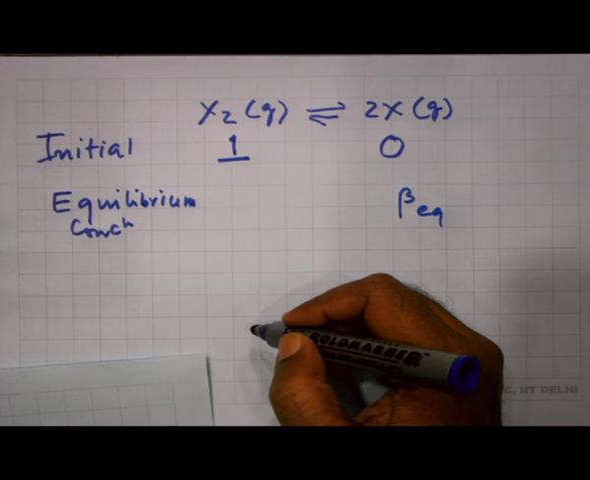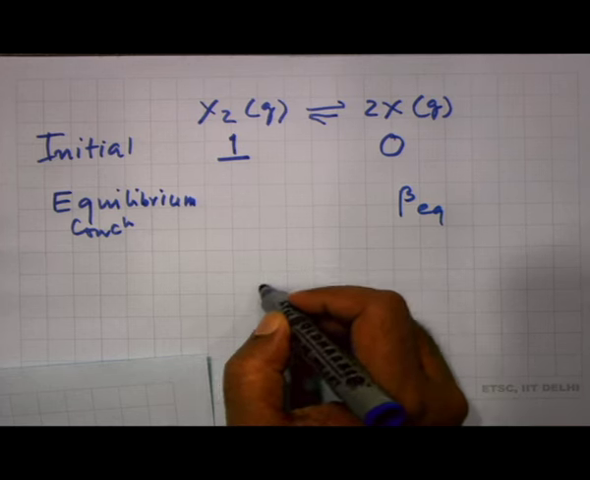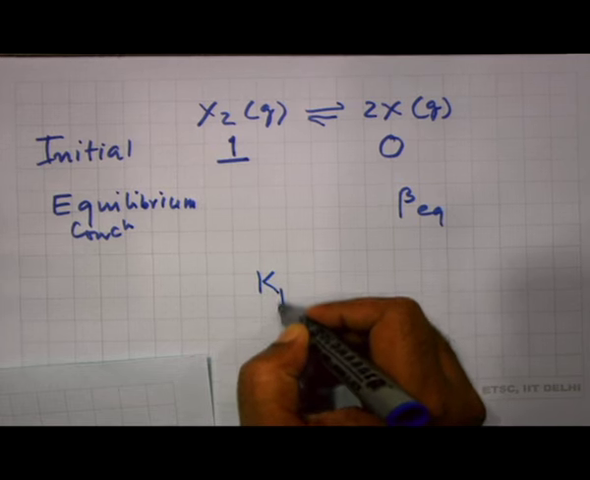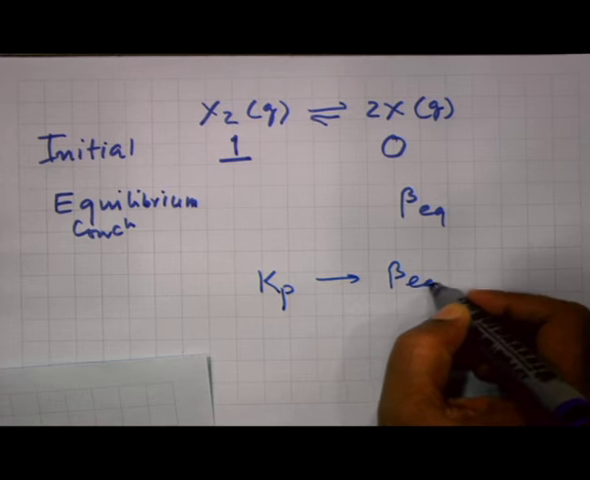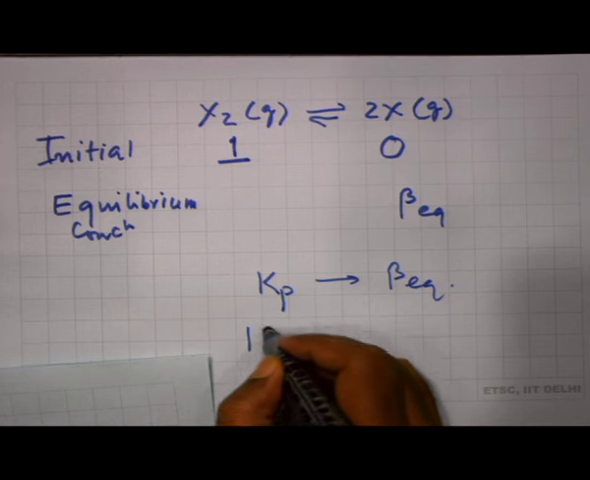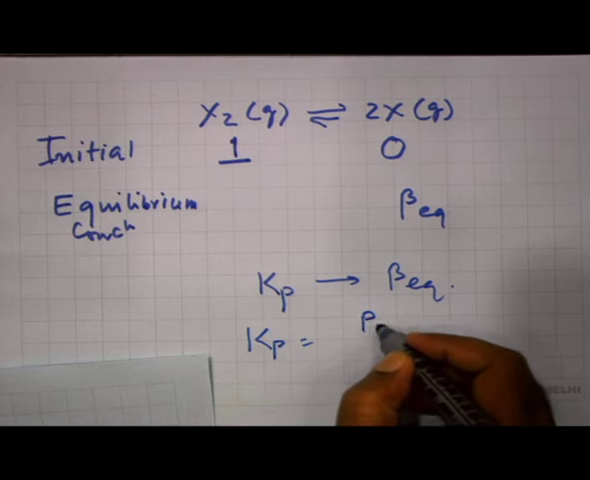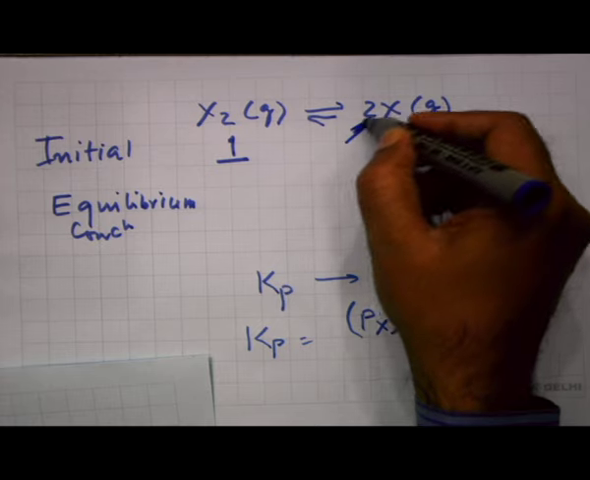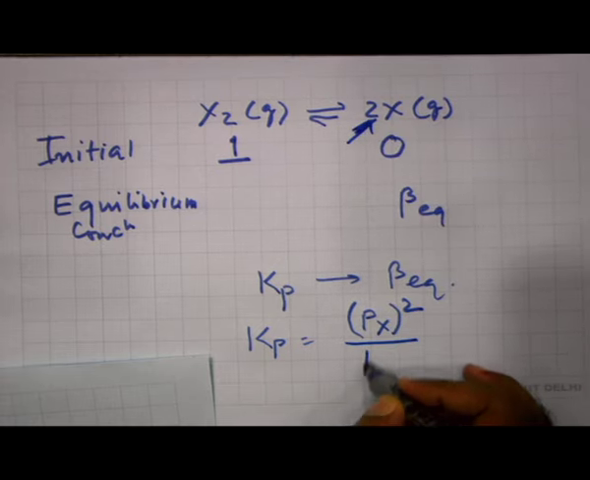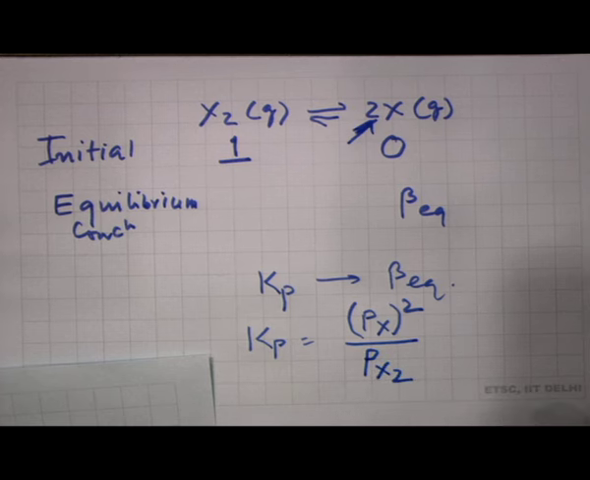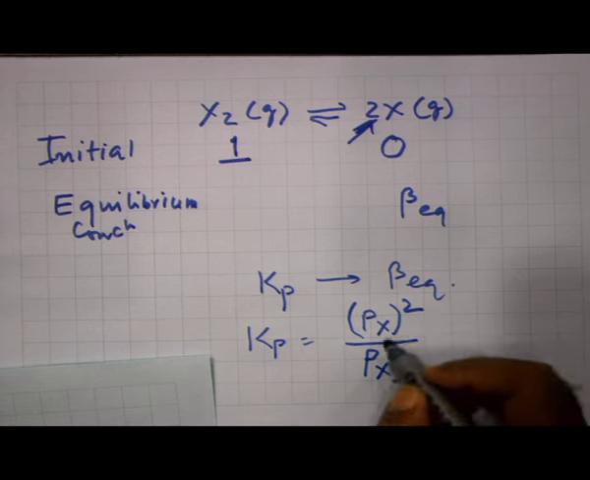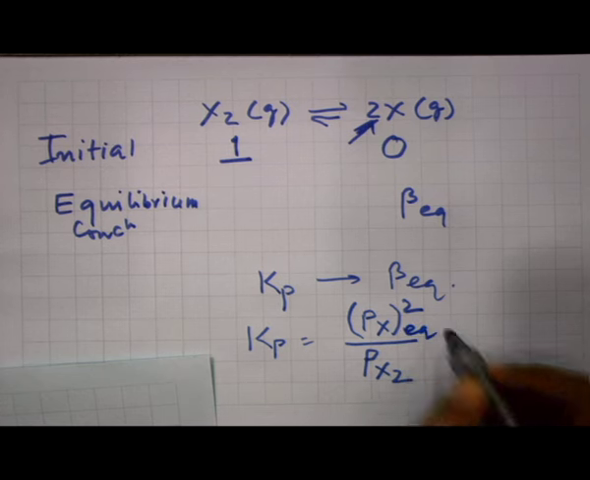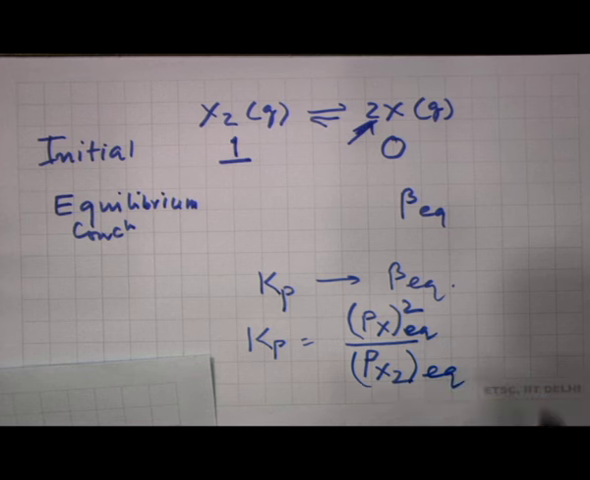Now the question asks: what is the value of Kp in terms of beta at equilibrium? We know that Kp is equal to the pressure of X squared, you see 2 here, divided by the pressure of X2. You must remember, this is equilibrium pressure. What we are talking about is equilibrium pressure.